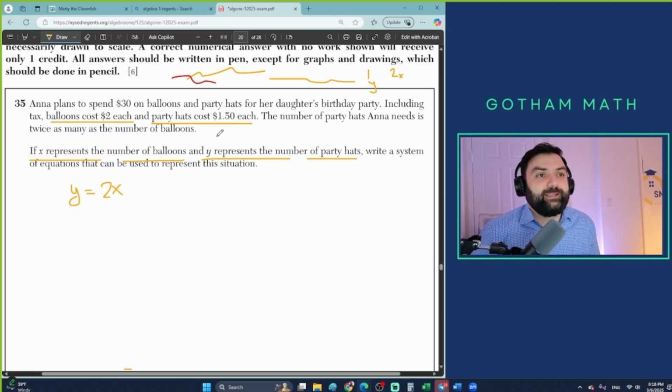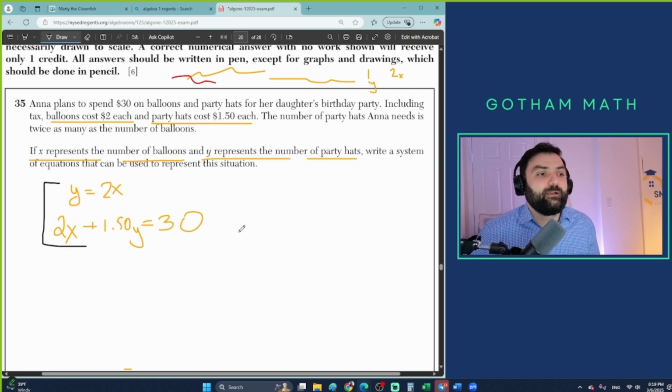Now, the second equation. The first equation is already done, that's it. The second equation is going to be about the price, just like with those nickels and dimes. Balloons cost $2 each, and balloons is the x, so it's going to be 2x. Party hats cost $1.50 each, so plus $1.50 times y, and it equals $30. And this is it. This is the created system.